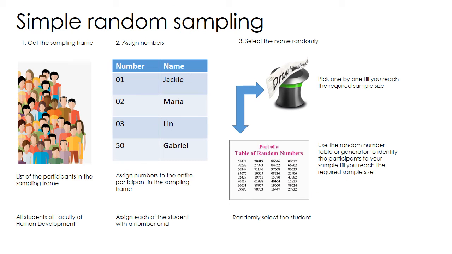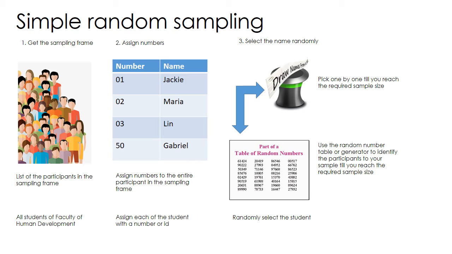Firstly, you need to get a sampling frame, which consists of the participants in the entire sampling frame, and then you assign numbers to each of the participants in the list. And then the third step is you select the names randomly. So there are two ways of doing the random selection.